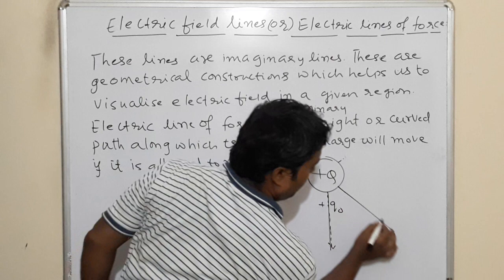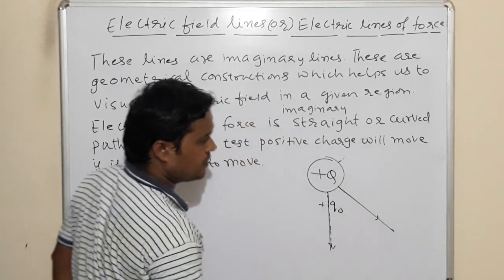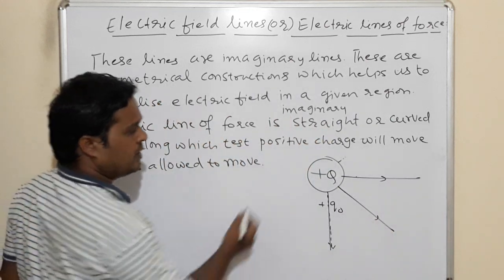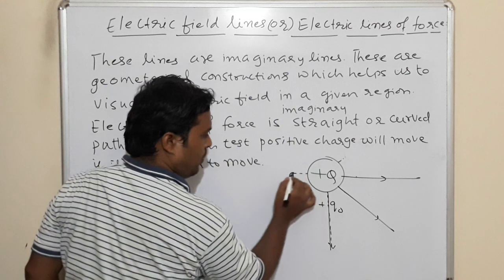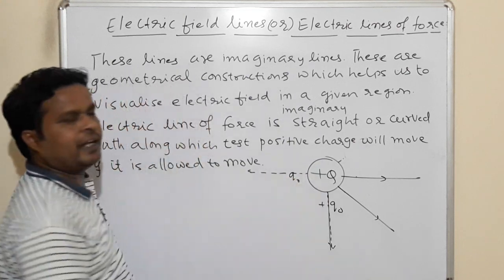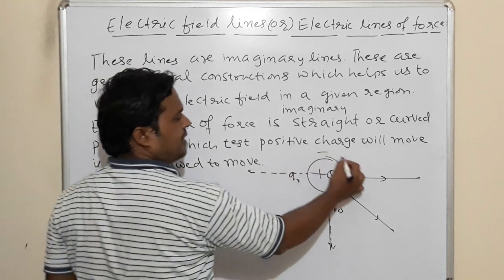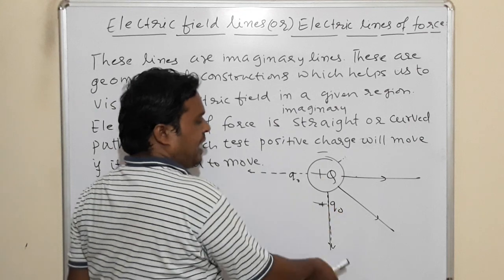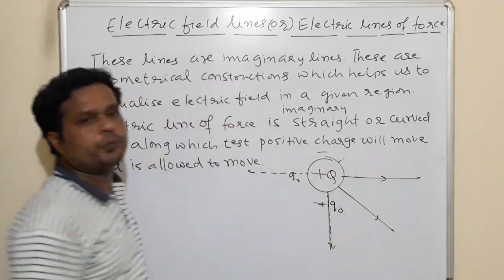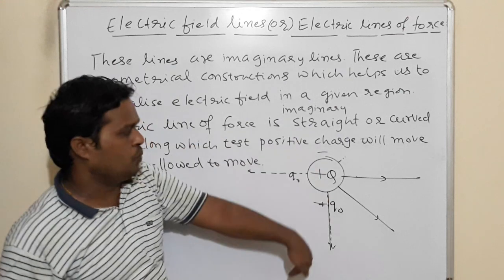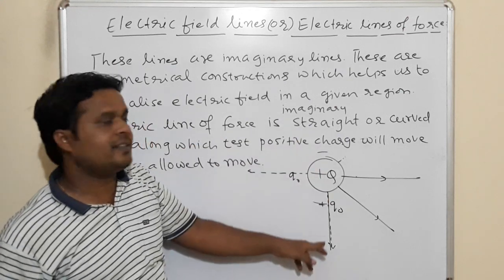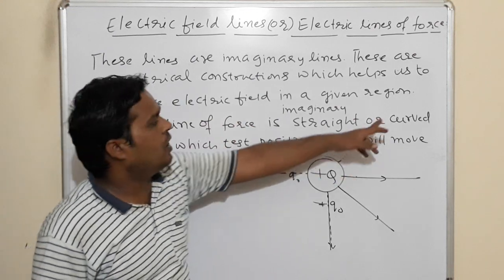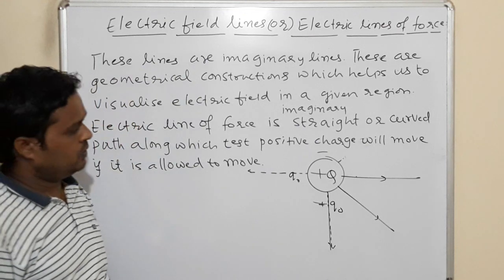If it is kept here, it will move like this. It represents another line of force. If it is kept here, it will move like this. It will represent another line of force. If this test charge is kept here, it will move in this path because of force. This is another line of force. It means wherever you keep it around this source charge and it is left free, the path along which it is supposed to move, that path is considered as electric line of force, which can be a straight path or which can be a curved path.